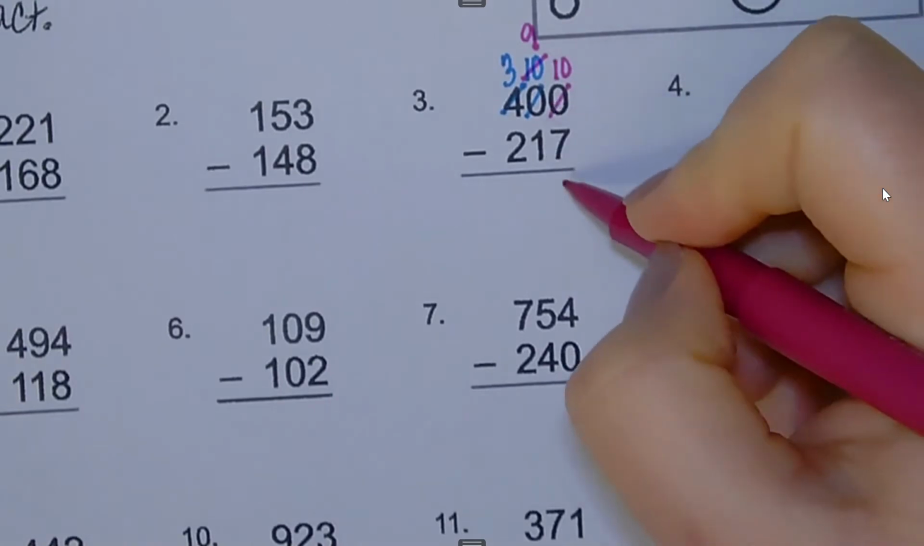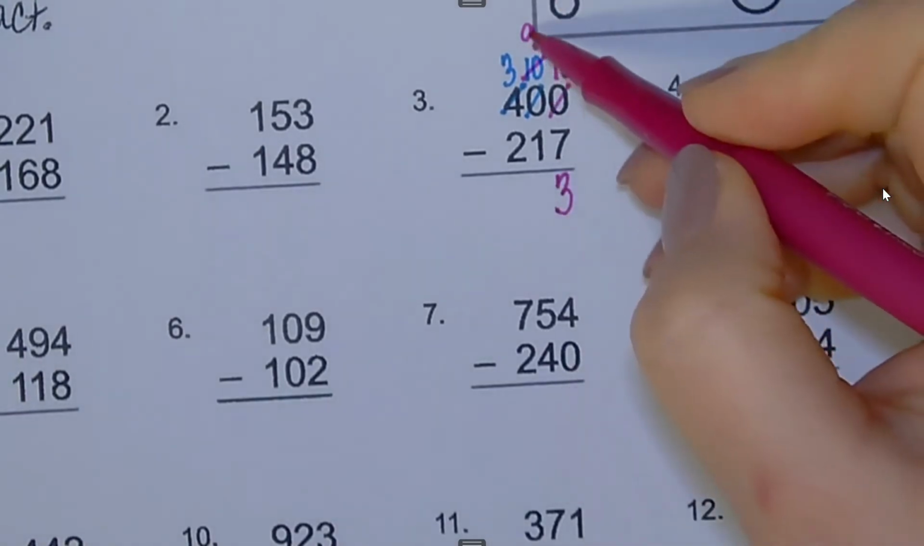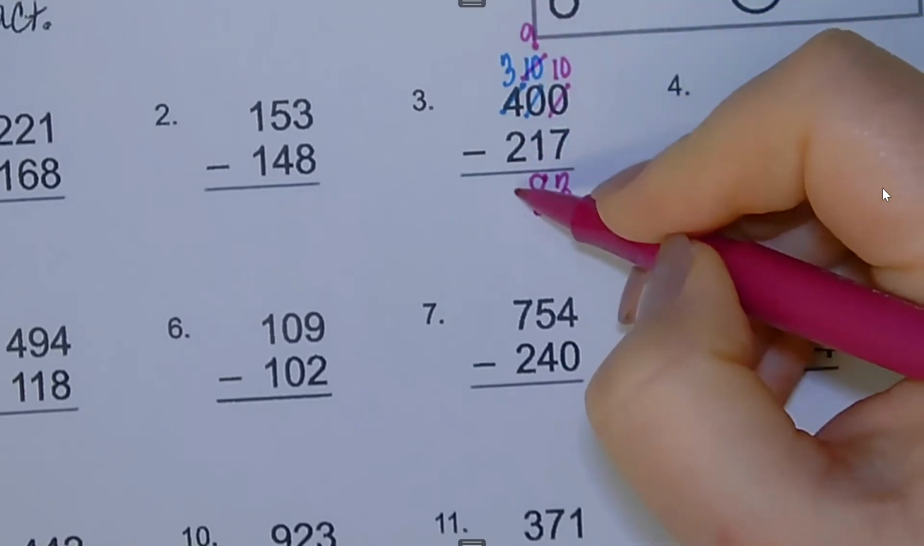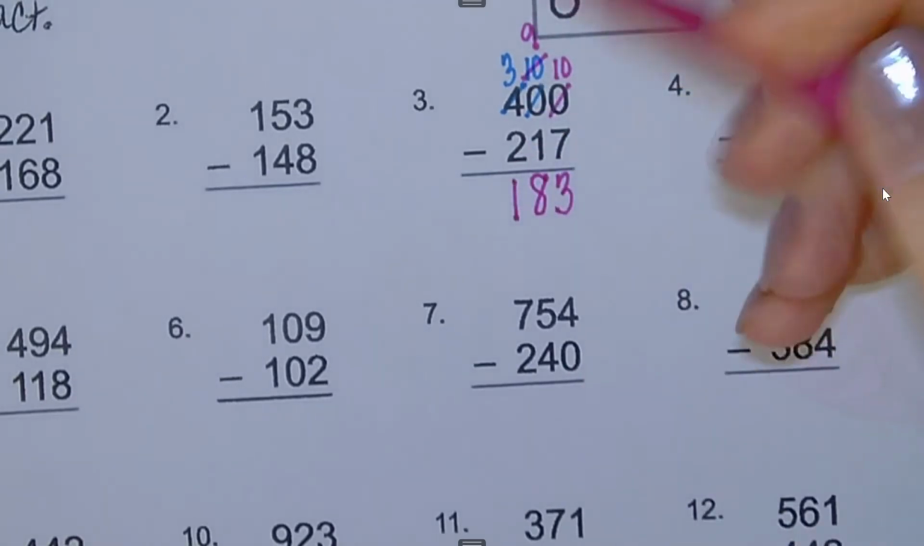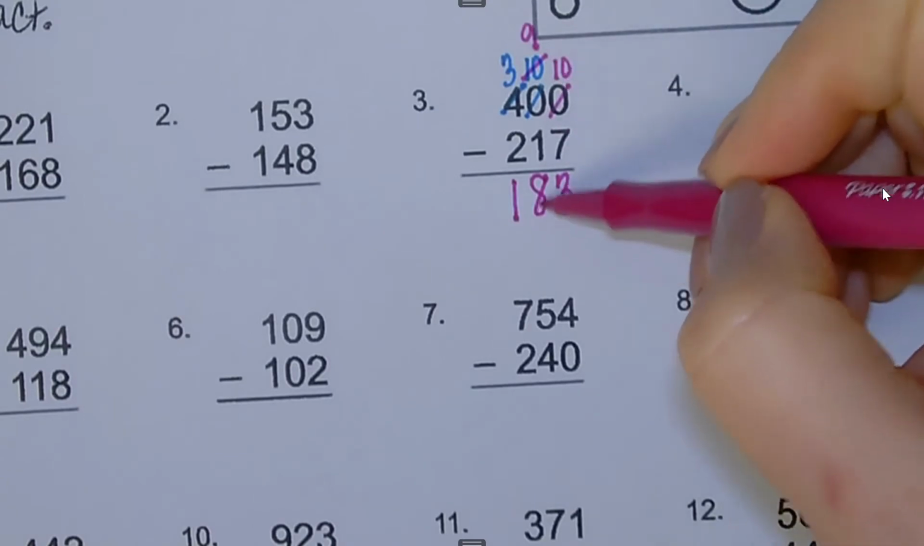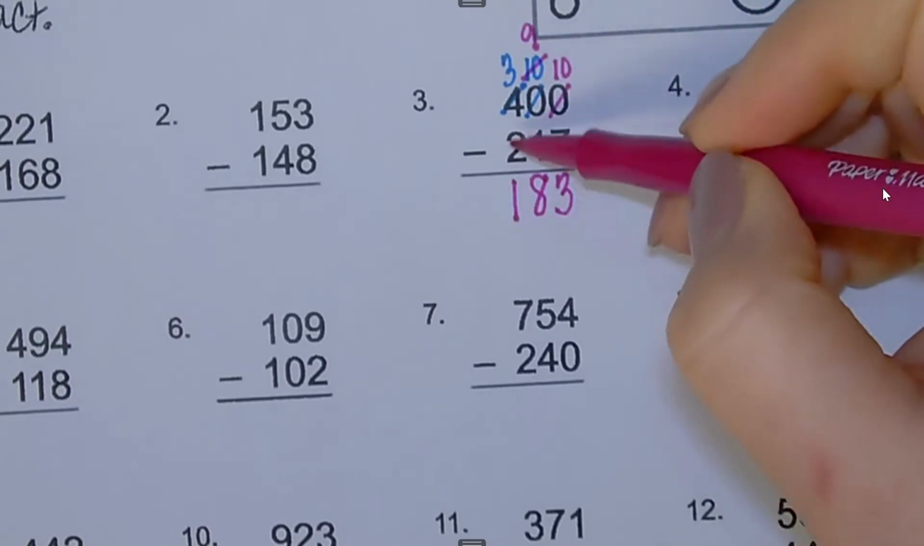10 minus 7 is 3. 9 minus 1 is 8. And 3 minus 2 is 1. If I go backwards to check, 3 plus 7 is 10. 8 plus 1 is 9. And 1 plus 2 is 3.